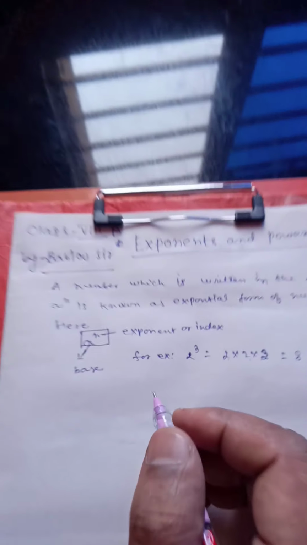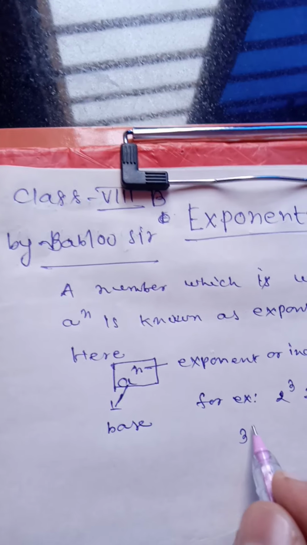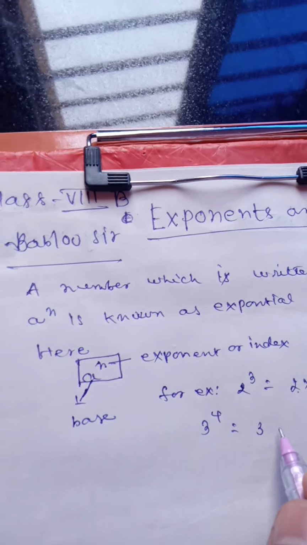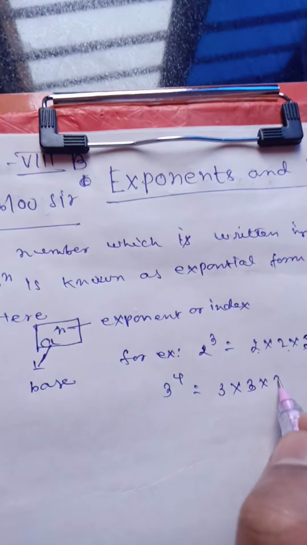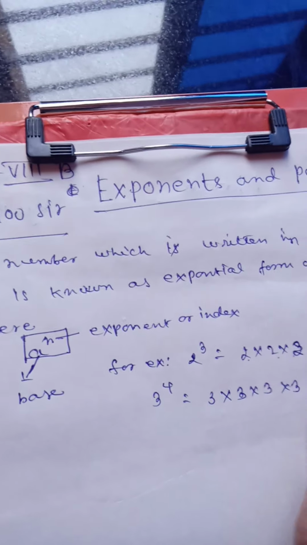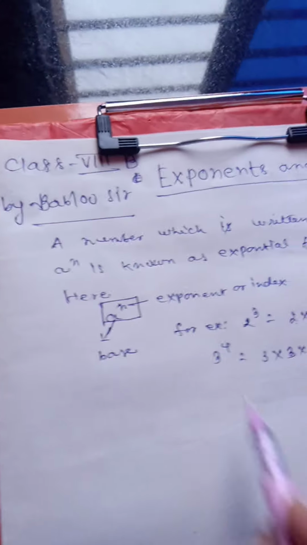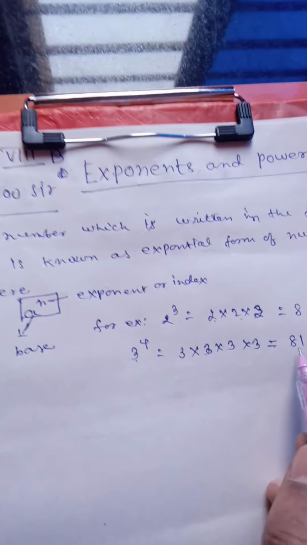In the same way, you take another example. 3 raised to power 4 is equal to 3 written 4 times: 3 into 3 into 3 into 3, which is equal to 81. Now it means that 3 raised to power 4 is equal to 81.